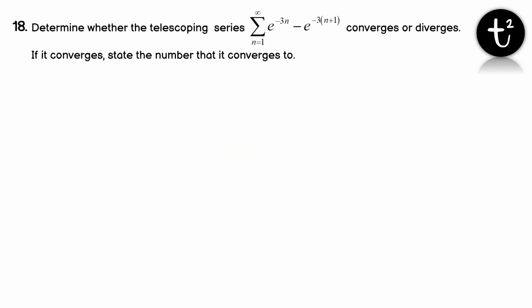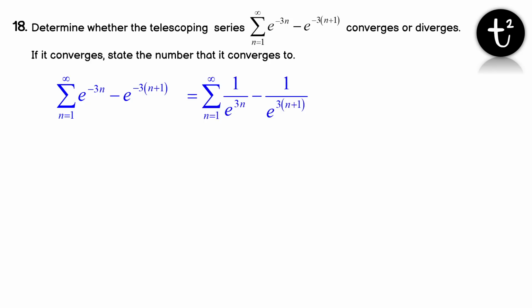So number 18 is another telescoping series test. Here we have the sum n going from 1 to infinity of e to the negative 3n minus e raised to the negative 3 times n plus 1. So I'm going to just clean that up, and I'm going to write this as the sum of 1 over e to the 3n minus 1 over e to the 3 times n plus 1.